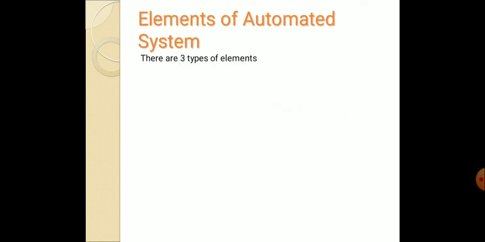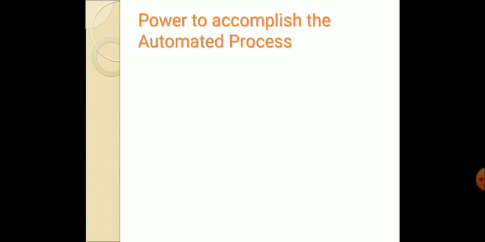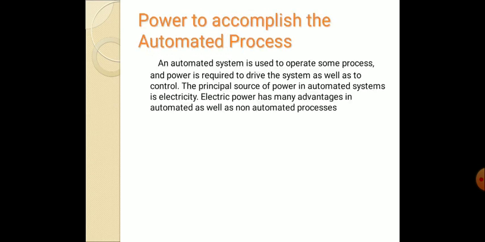So this is the explanation regarding the elements of automated systems.